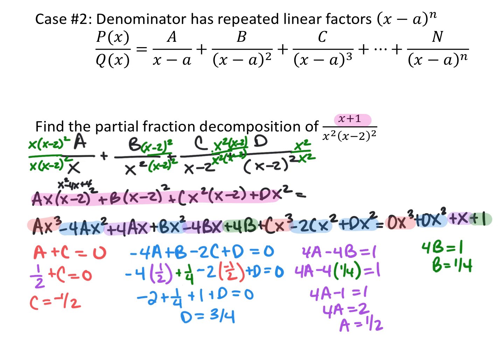And then again, the last step is making sure you write your final answer in the actual partial fraction decomposition. So plugging each one in, I get 1/2 over x plus 1/4 over x squared minus 1/2 over x minus 2 plus 3/4 over x minus 2 squared.